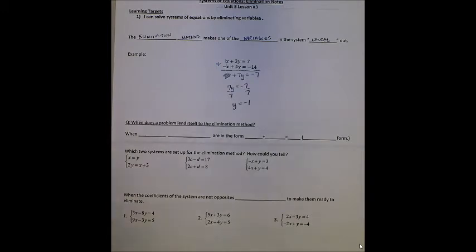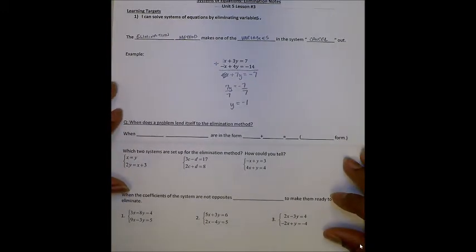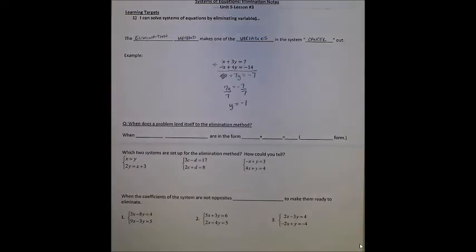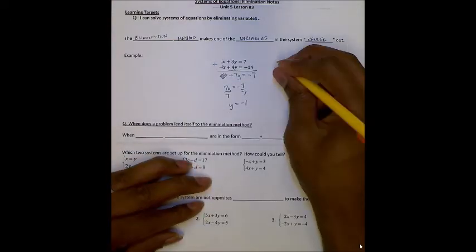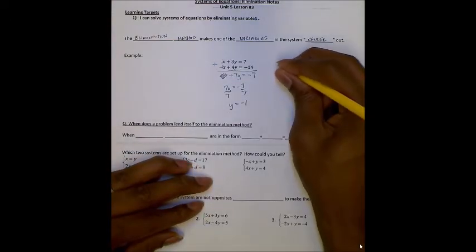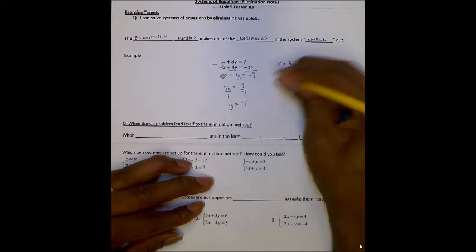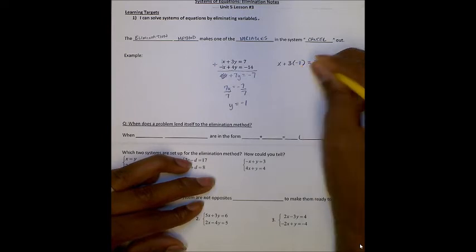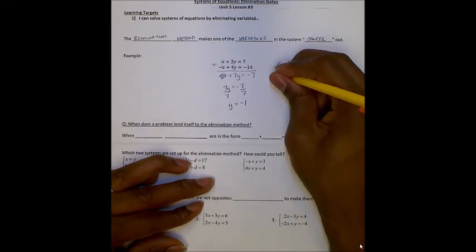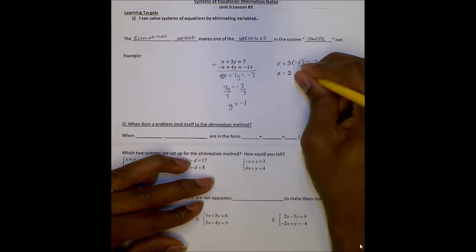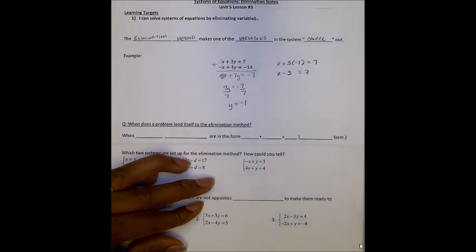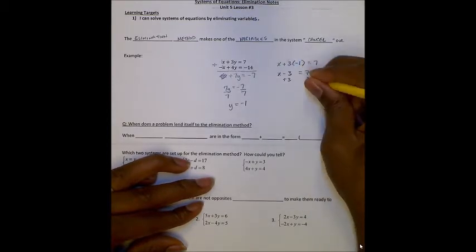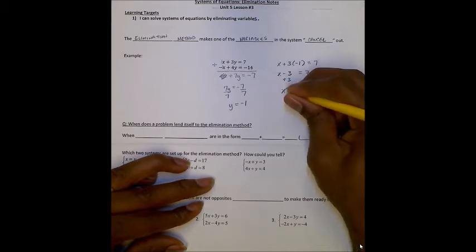Okay, now that we know that y is negative 1, we can plug that back into either equation to find out what x has to be. I'll plug it into the top equation because x is positive and it seems easier to do with a positive number. I'll have x plus 3y, but now remember y is negative 1, so I don't need to have a variable there anymore. x plus 3 times negative 1, or x minus 3, equals 7. I need to get x by itself, so I'll add 3 to both sides, and x equals 10.